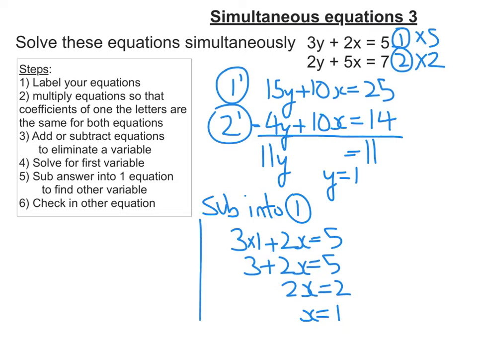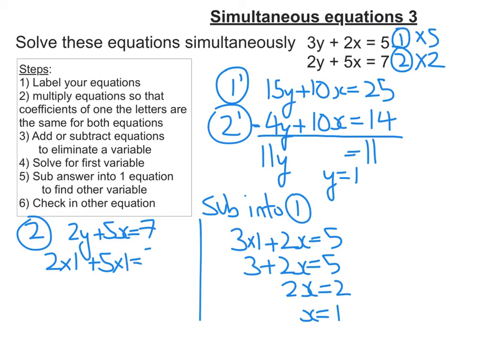Let's always check in that other one just to make sure that we got it right. So into 2 we're looking at now. So that's 2y plus 5x is equal to 7. So we're going to have 2 times 1 plus 5 times 1. Well, it's looking good. 2 plus 5 is 7, so I have got it right. And therefore my answers are x equals 1 and y equals 1.